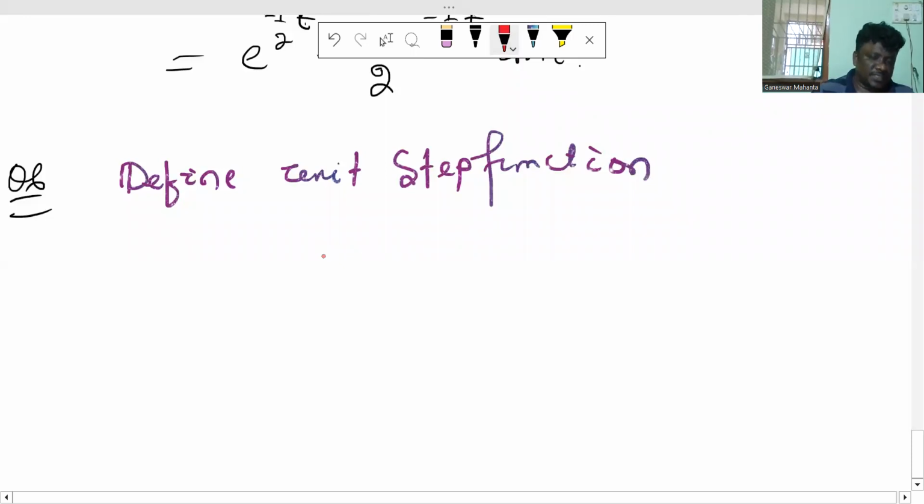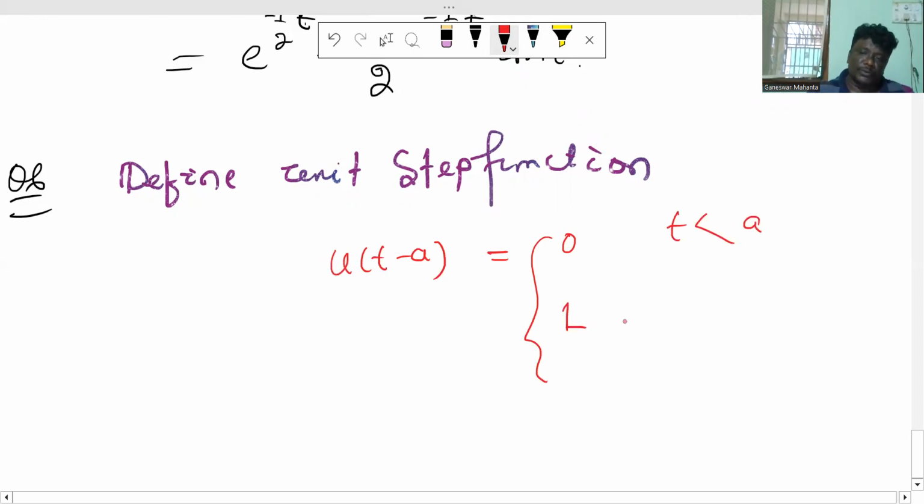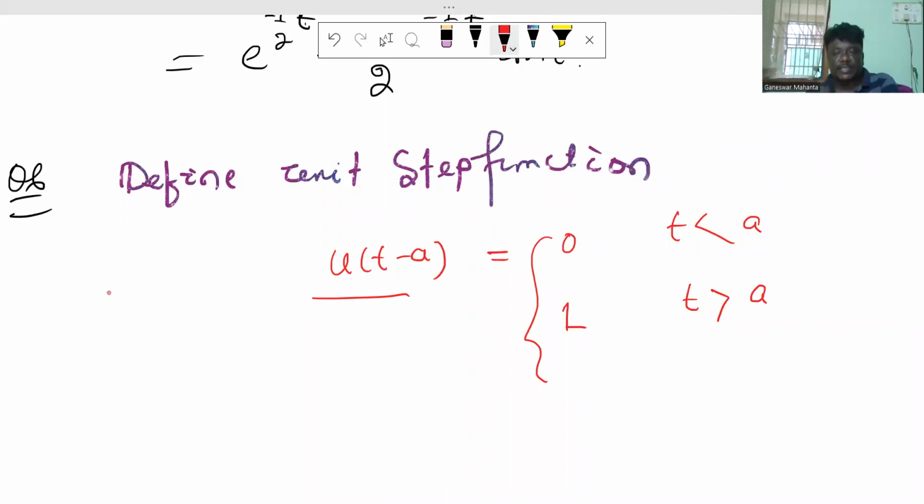Now, unit step function basically is defined here as u(t minus a), and that is equal to... एक 0 होगा, एक 1 होगा. एक 0 होगा when t is less than a, and एक 1 होगा when t is greater than or equal to a. So this is the condition of unit step function. A unit step function is defined as u(t minus a) equal to 0 when t is less than a and 1 when t is greater than a.